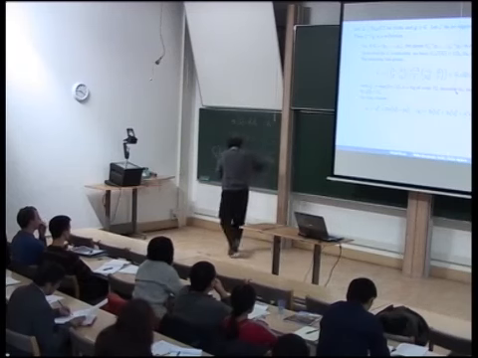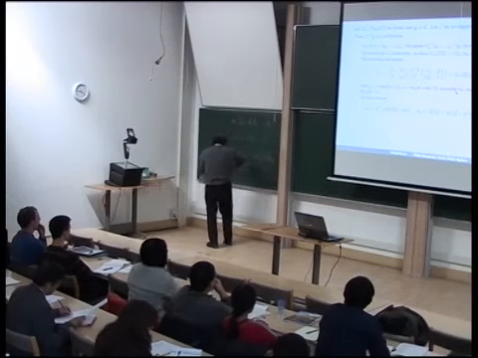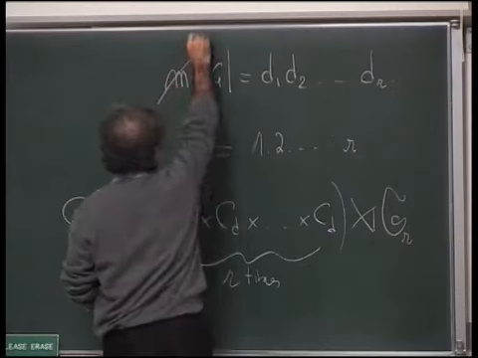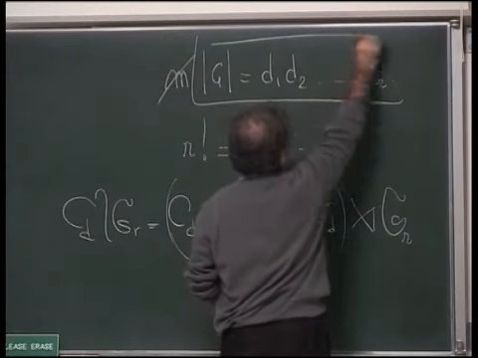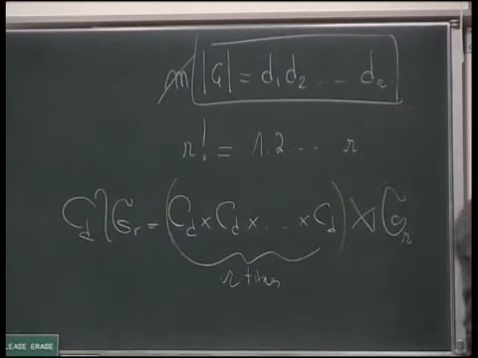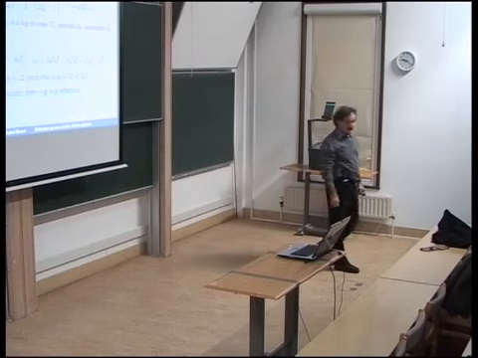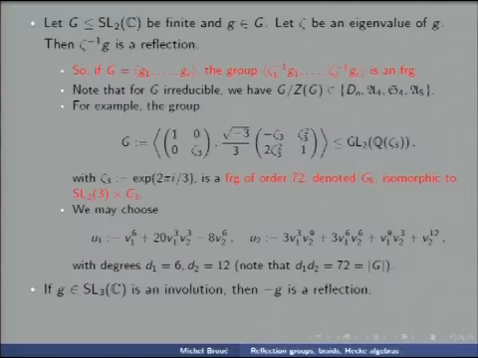And you have this formula. So the product of the degrees of these polynomials is indeed 72. Another remark, now for dimension 3. In dimension 3, if g is an involution in SL3, then minus g is a reflection.